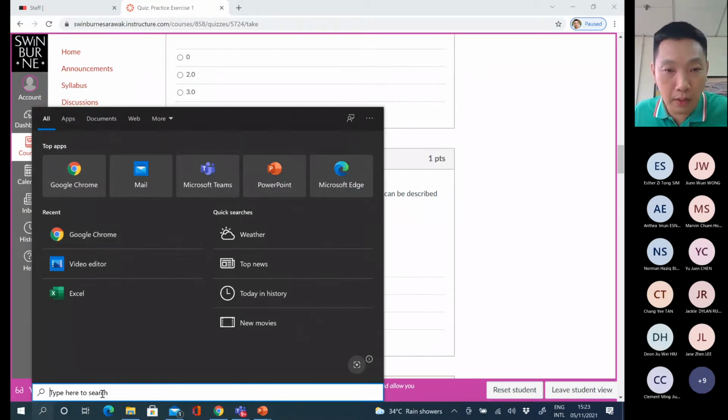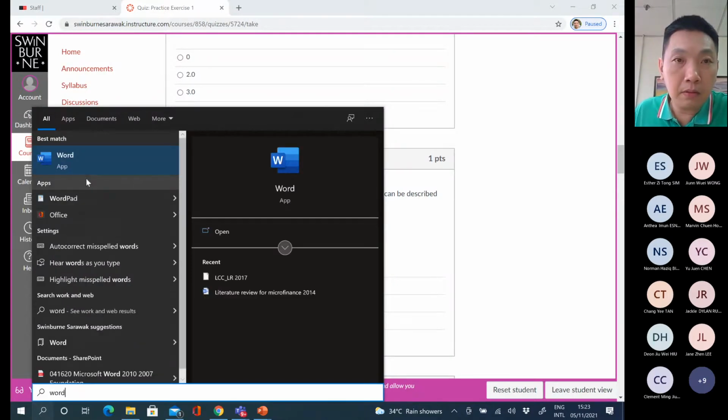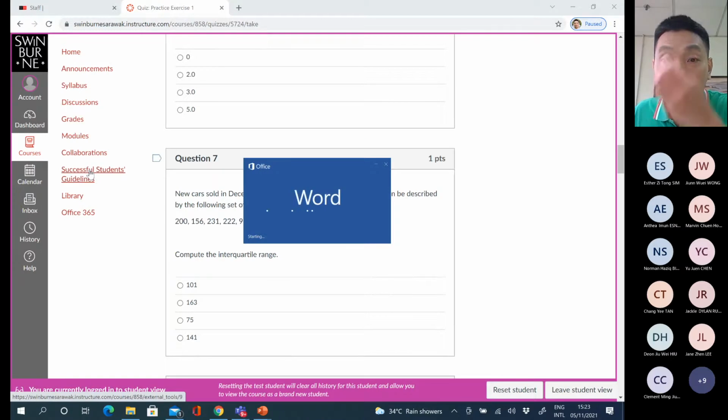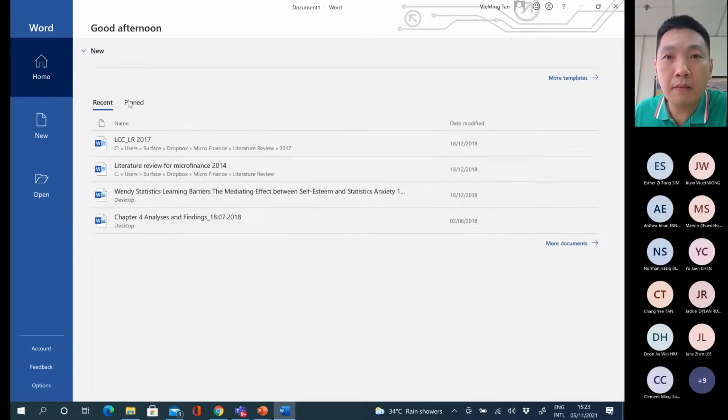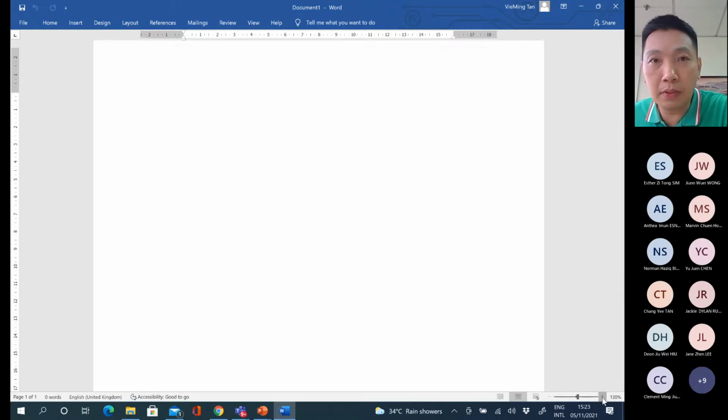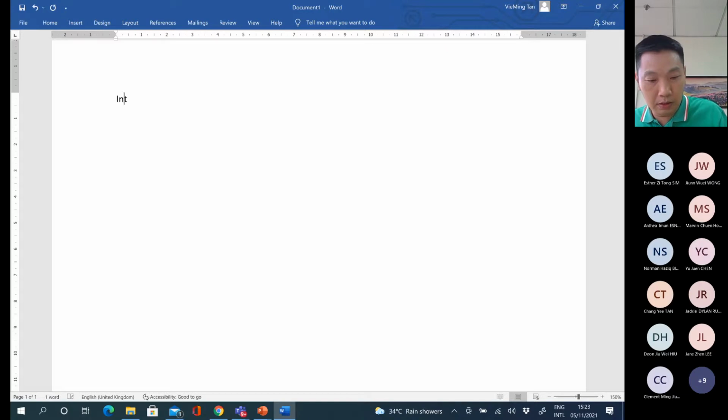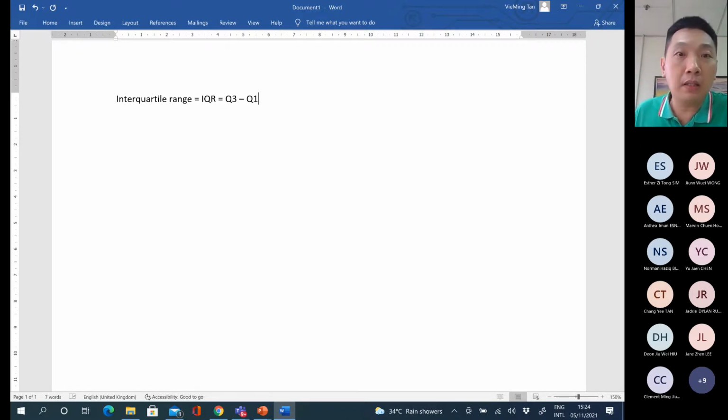So I use Microsoft Word. I try to increase the size of the screen so they can see. Okay, so we have interquartile range, right? The short form is IQR, all right? So that means you're using the third quartile minus the first quartile value in order to get the interquartile range. This is the formula. So in order to calculate IQR, you need to calculate Q3 and also Q1, then get the difference, okay?